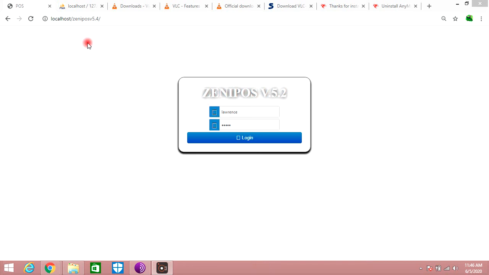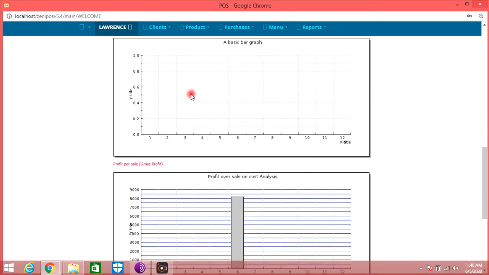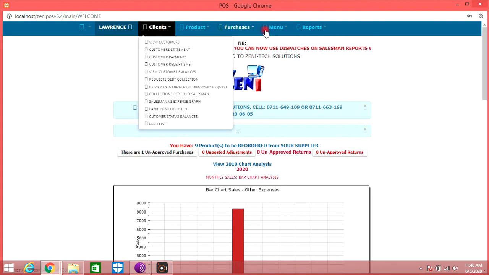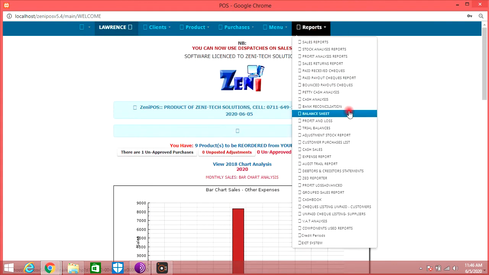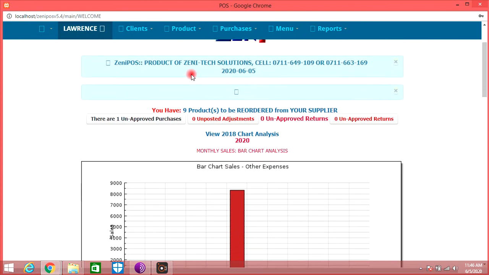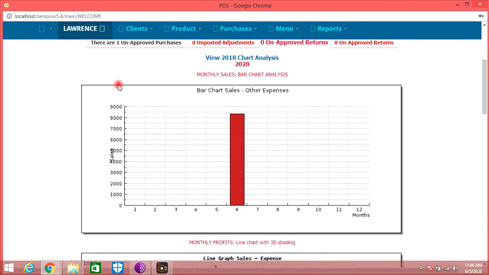Here is water sales and inventory management. We have a login page which logs us into the main interface of the system, and these are all navigation points. You can add stock, use stock, and make sales. Let's go directly to the general view of the system.